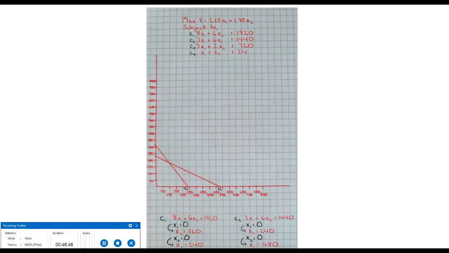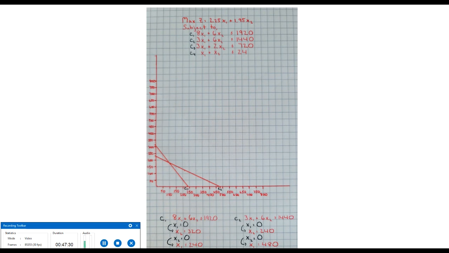That's what I've done here. In C2, I allow x1 to be 0, so x2 becomes 240. And I allow x2 to be 0, so x1 becomes 480. I then connect those two points. What that line represents, again, is the points where all of our tomatoes will be used. If we choose any production choice on that line, then all of the tomatoes available to us will be used to manufacture.